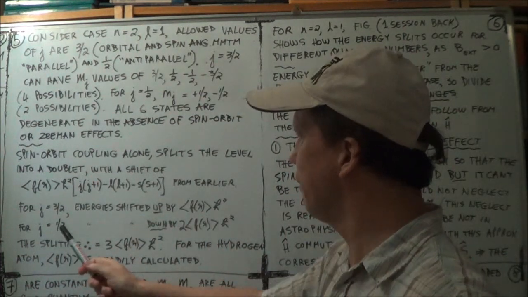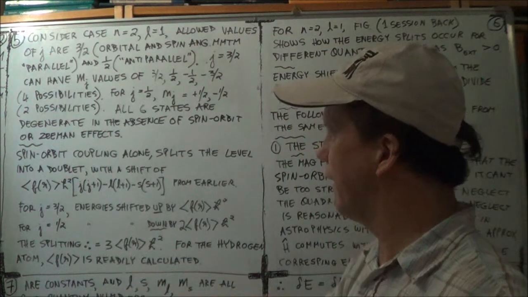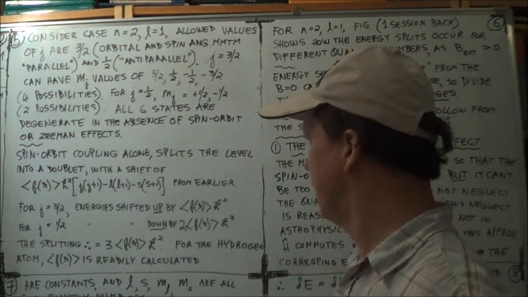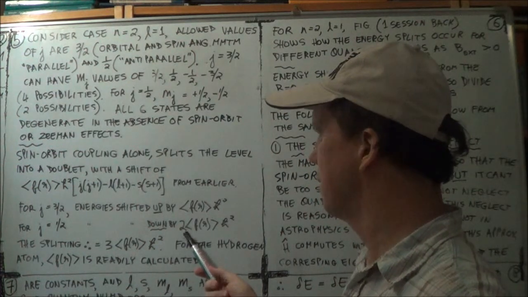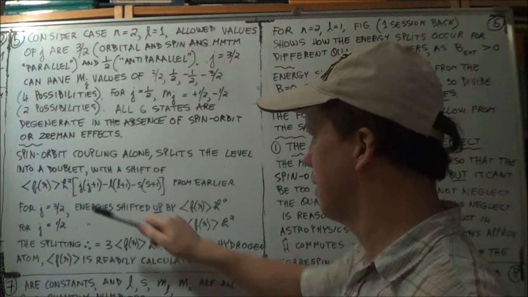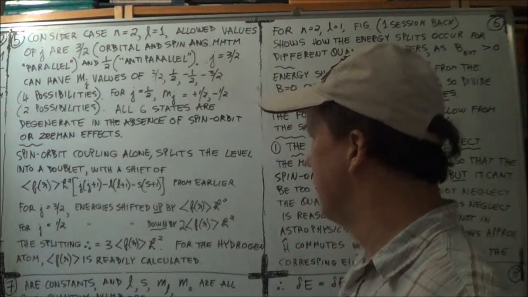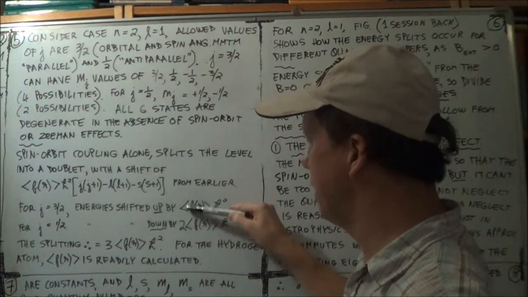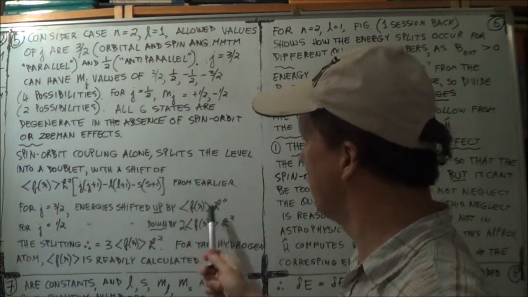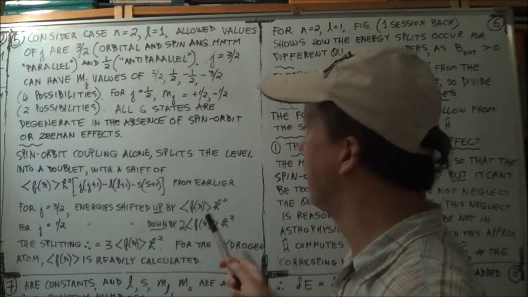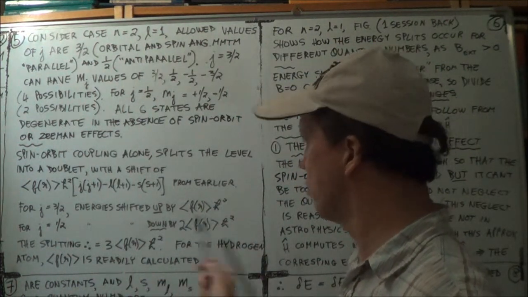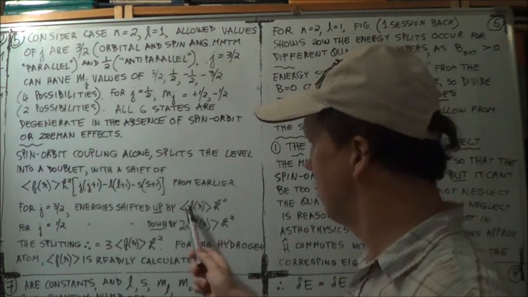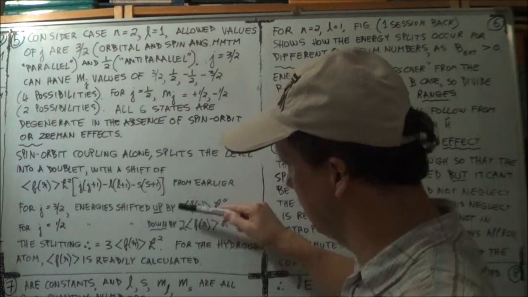Now when J is a half, so L's at 1 again, so S I guess is minus a half. It comes out as 2. Does that make sense? Right, so it goes down. So the difference between these: this one goes up by this much, goes down by double that. So the difference between the two will be 3 times this. So 1 up and 2 down, the gap between them will be 1 plus 2.